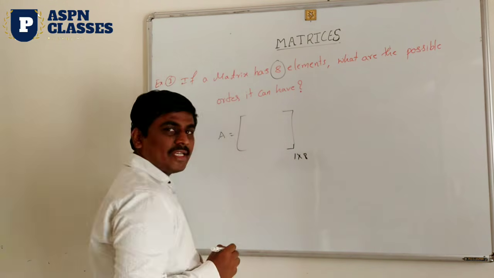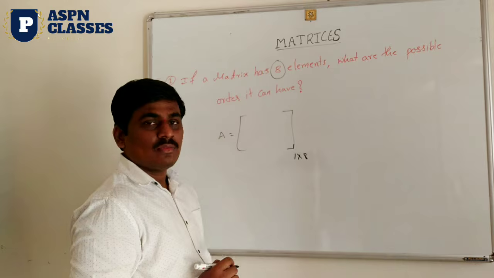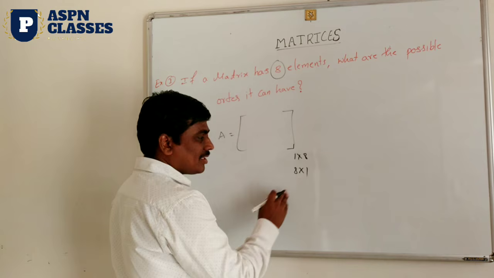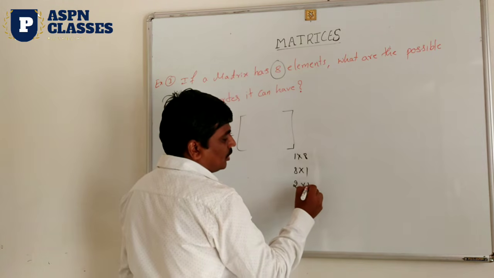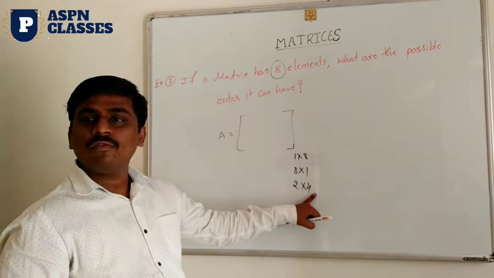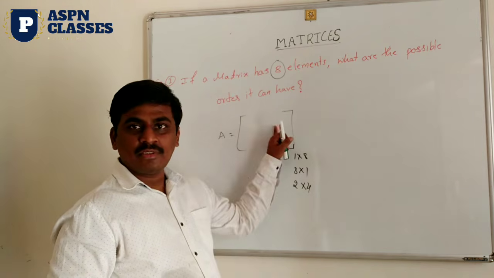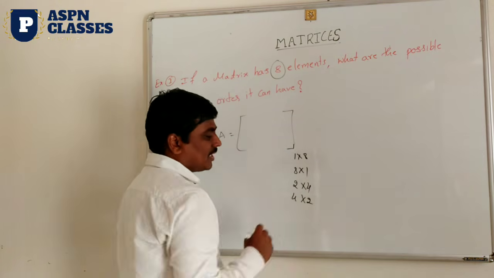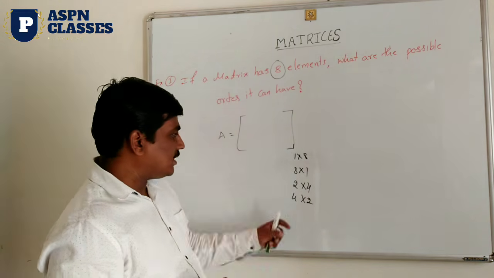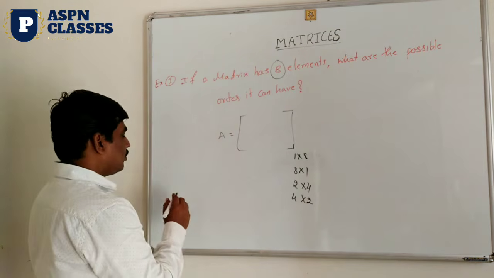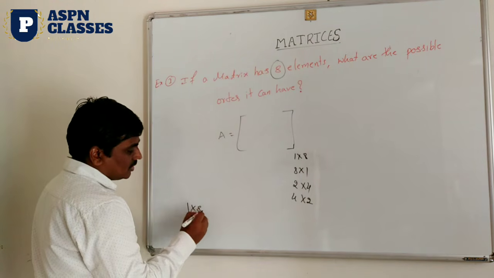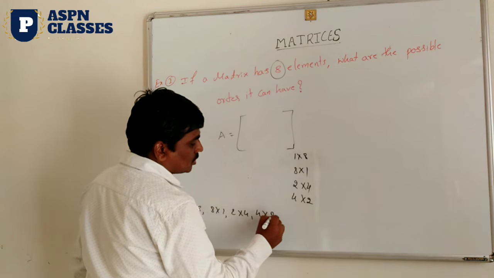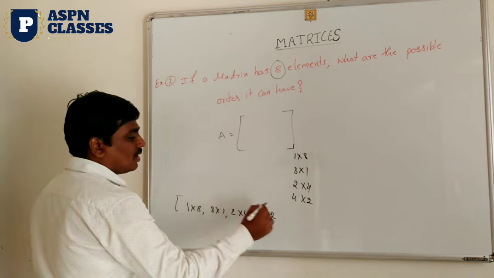1 cross 8 you can take, which means 1 row and 8 columns. Otherwise 8 cross 1, which means 8 rows and 1 column. This is also one of the possible orders. Next, 2 into 4, which means 2 rows and 4 columns. 4 into 2 is again 8 elements, so this is also possible. Are there any other results? No. So the possible orders are 1 cross 8, 8 cross 1, 2 cross 4, or 4 cross 2.